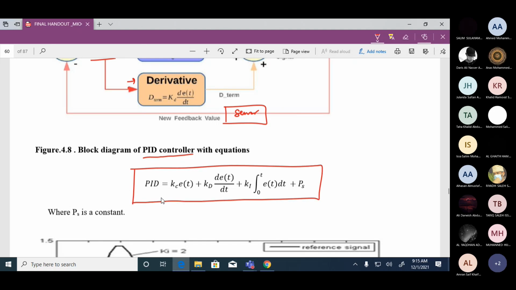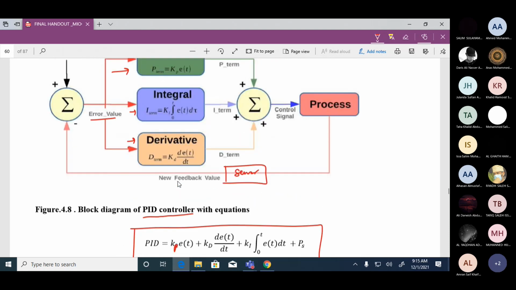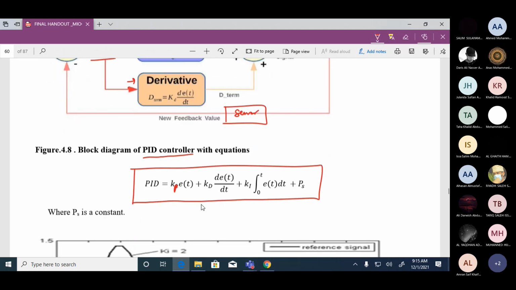What is the rule? This is Kp. Kp into E, error, plus Kd into the derivative of the error, plus Ki into the integral of the error. Now there is a new term that I have added here. I'm going to explain to you about this.